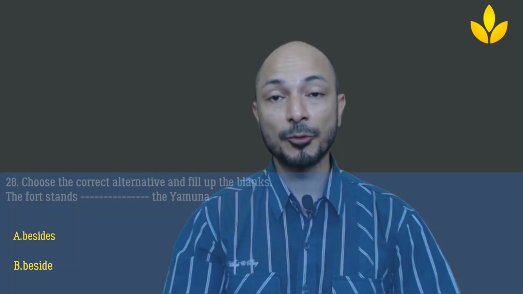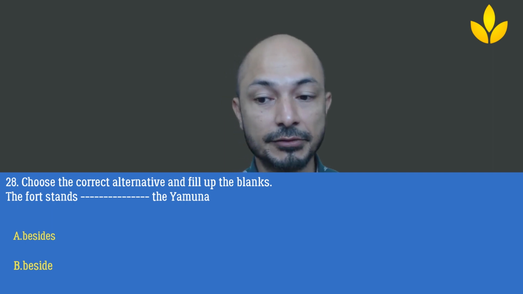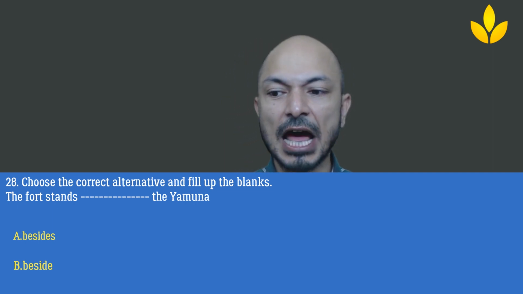Here with the solution for question number 28 in the verbal section of the Wipro pattern test, and it reads, choose the correct alternative and fill up the blanks. It's a question about prepositions, choosing the right preposition. The fort stands dash the Yamuna.